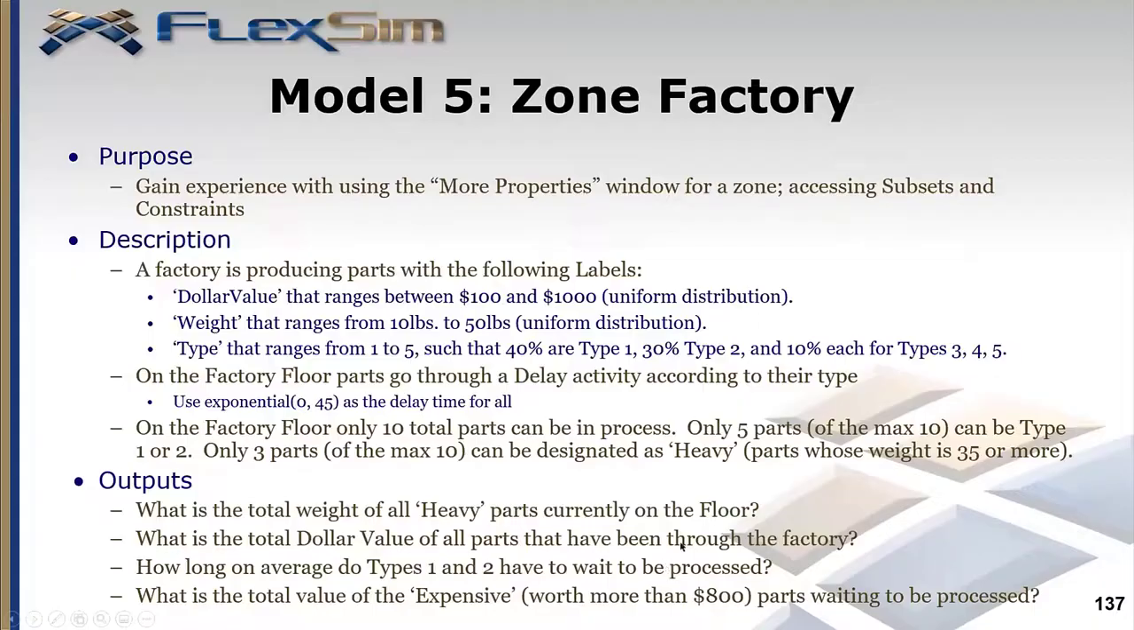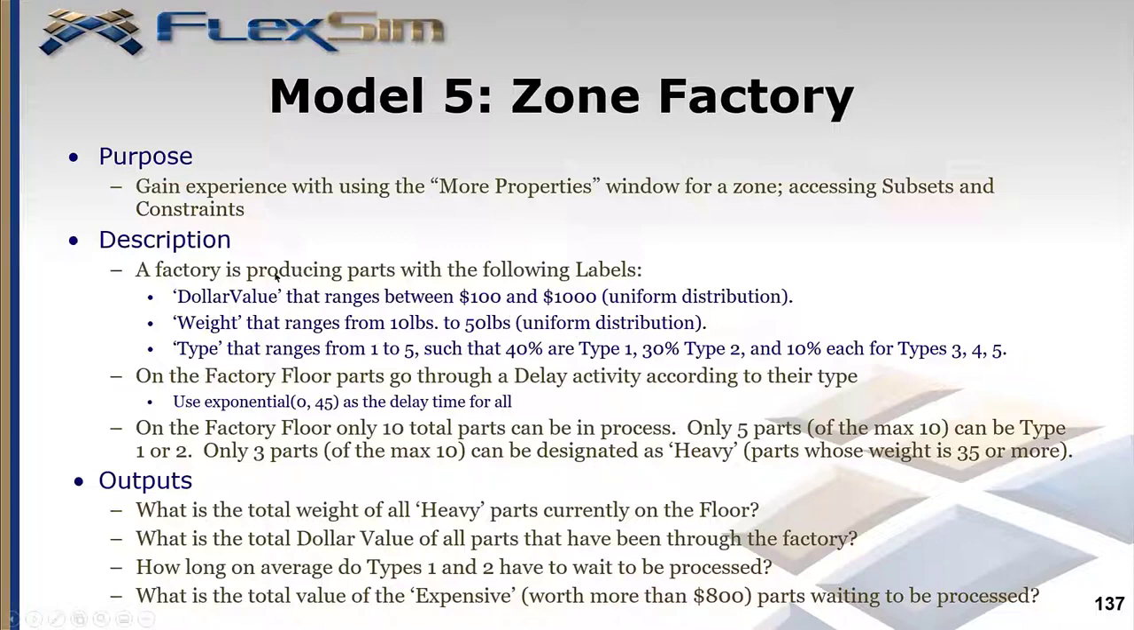Seems reasonable. So in our model that we want to build, we are just going to model an abstract representation of a factory where parts are produced by a source activity. And then we want to assign them these different label values to represent different attributes of those parts.